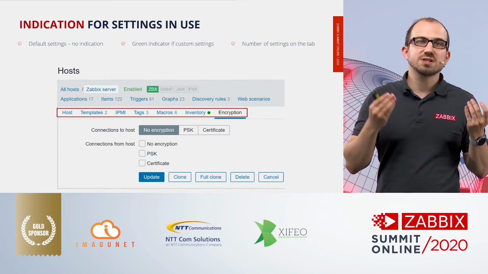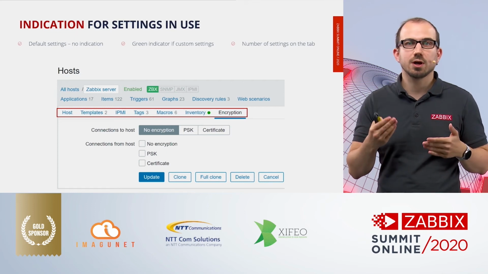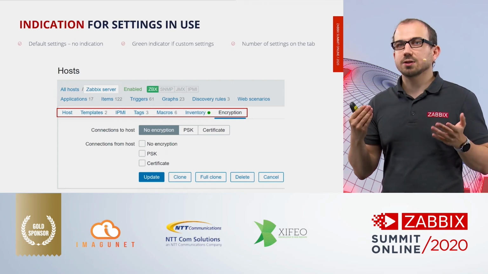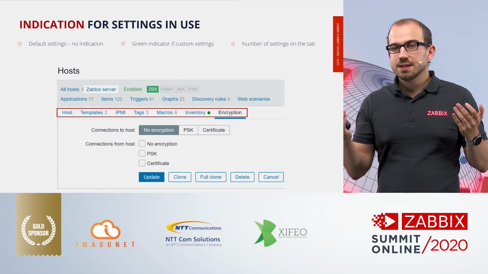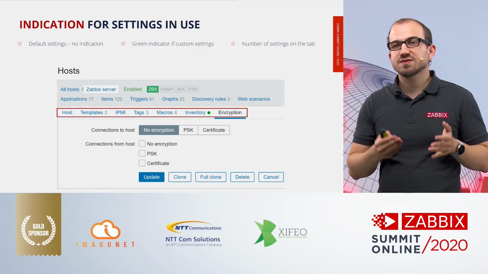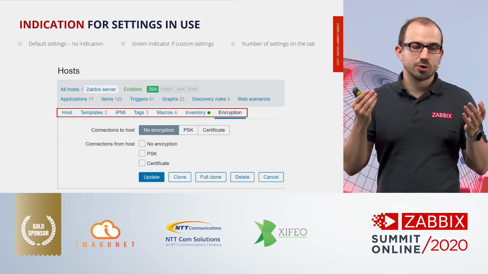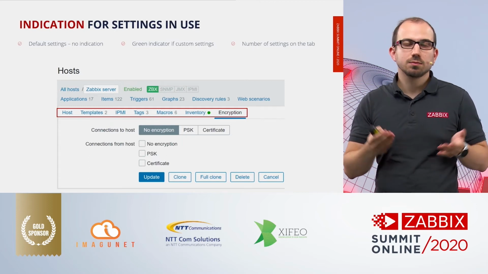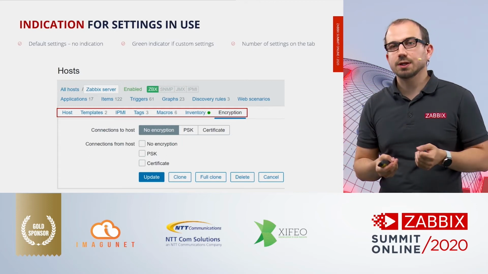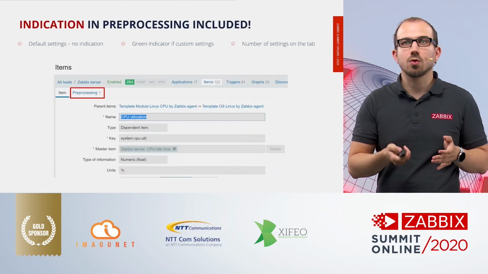You can see a number, for example, of how many options are there, how many templates are linked, how many tags are created, how many macros were added. You can see a green indicator if settings are not default. So let's say inventory is disabled by default, but somebody enabled it. Well, you will see that by a green indicator. You will see that something is not as usual there, and you will be able to go and check.